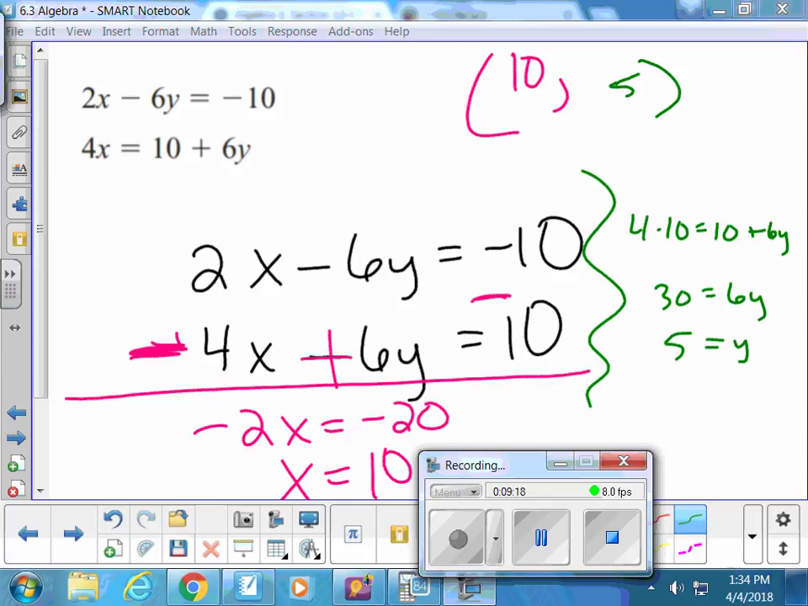Hey there, people at home. So we lined everything up. We chose to change the signs on the bottom equation. Our y's disappeared. Our x's did not disappear, so we solved for x, got 10. Then I chose the original second equation to plug it back into. That's what you're seeing over there in green. That gave me a y value of 5.